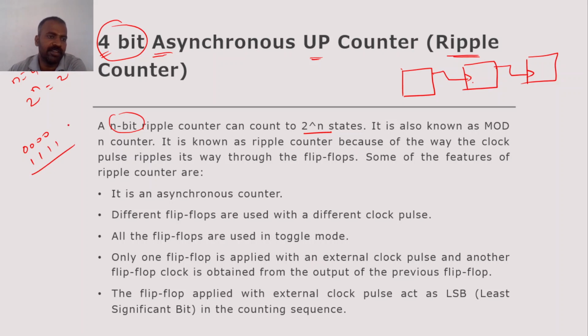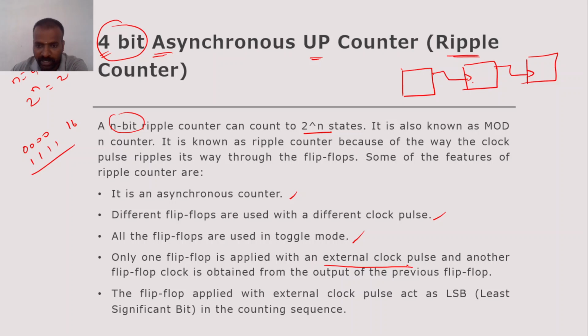Okay, so totally 16 states. Right. So it is an asynchronous counter. Different flip-flops are used with different clock pulses. All the flip-flops are used in toggle mode. Yes, only one flip-flop is applied with the external clock.